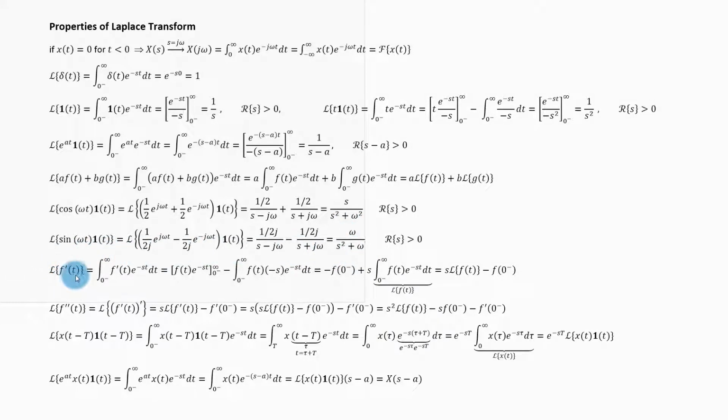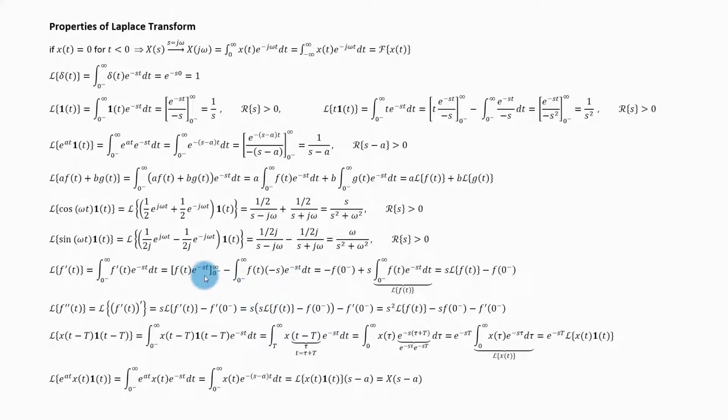Now the derivative. The principle is similar to what we did with the Fourier transform. You take the definition integral and evaluate it per parts. You will integrate this derivative of f, and you will differentiate this exponential. So you get this and this.